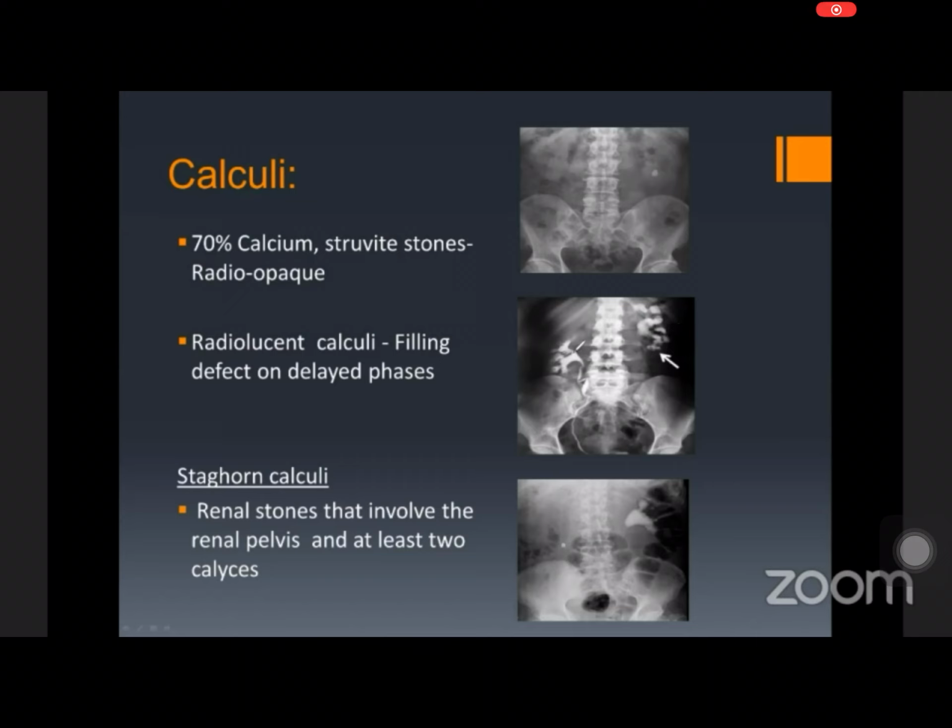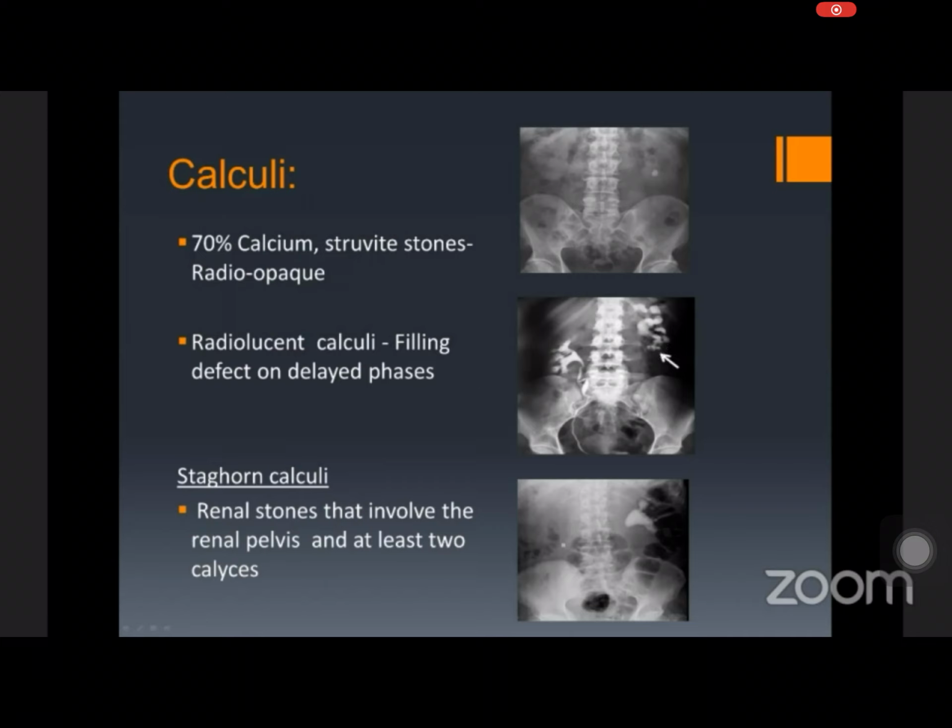So this 5-minute pyelogram image showing the bilateral pelvicalyceal systems. We can see the dense opacifications of the calyces here. And here we see two tiny filling defects in the lower pole calyces of the left kidney. So this is suggestive of a radiolucent calculus.